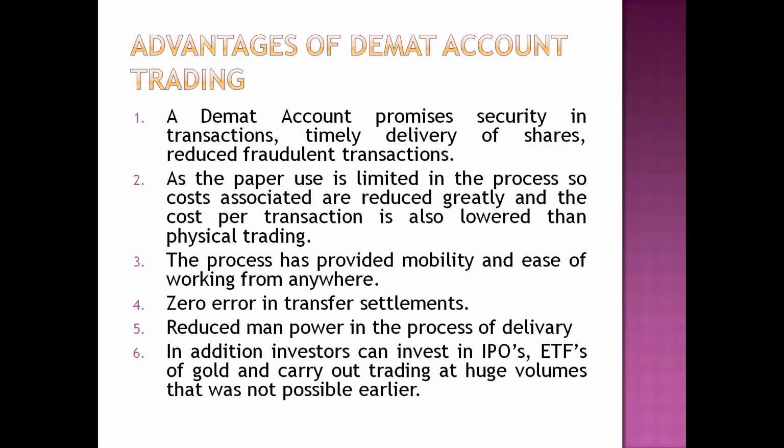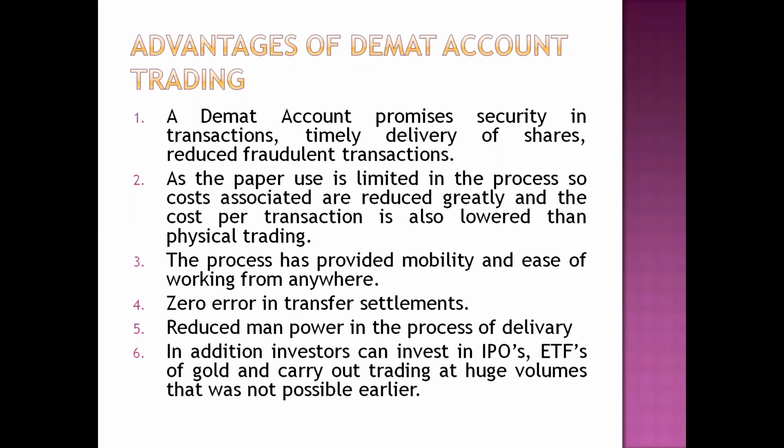The last one is that, in addition, investors can invest in initial public offers or electronic trading functions of gold and carry out trading at huge volumes that was not possible earlier. Now buying and selling can be done in a huge way. Even the gold market, or what we call the bullion market, or even the commodity market is nowadays coming up in the demat system. So commodities like corn, grains, metals, and share certificates can be bought and sold through a demat account. You need not physically own them.